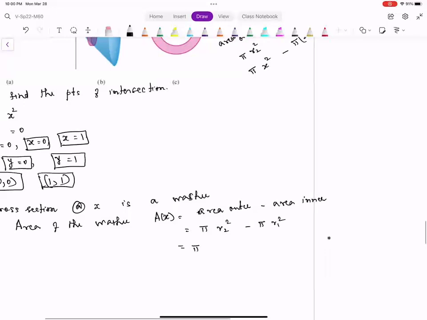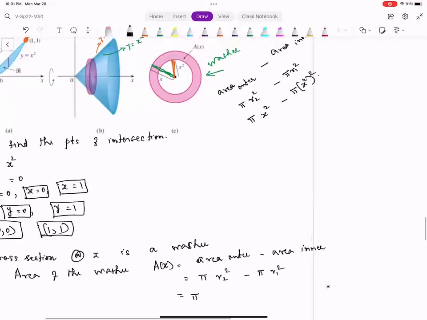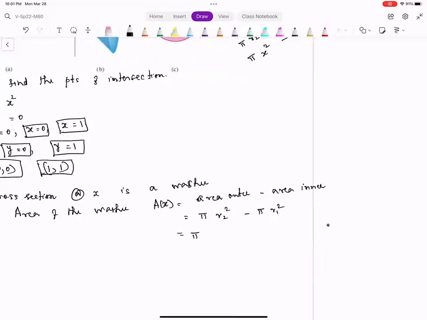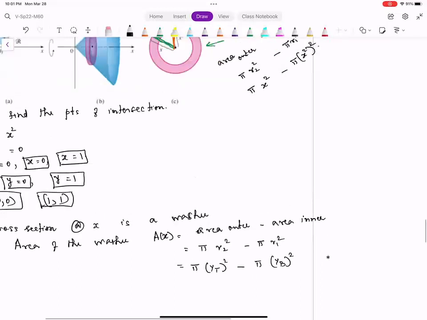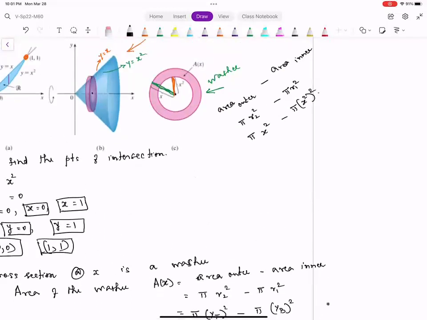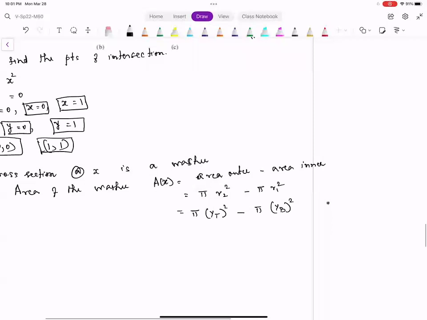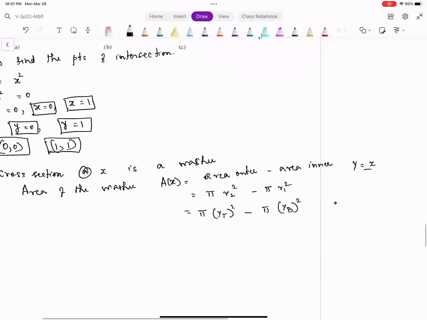So the outer radius is from the center to the upper curve. So it is y top squared minus y bottom squared. Among the two curves, the outer one will be the top curve, with y top written as a function of x. So pi, what is y equal to? The top curve is y equal to x.